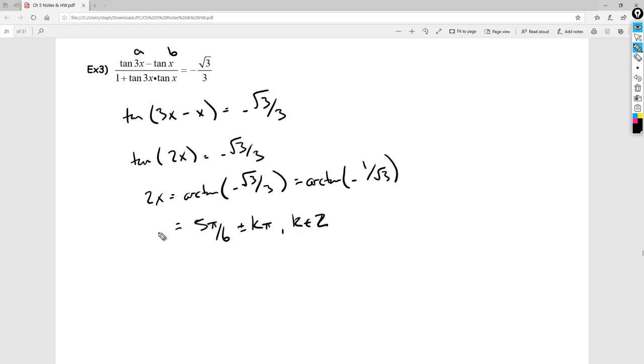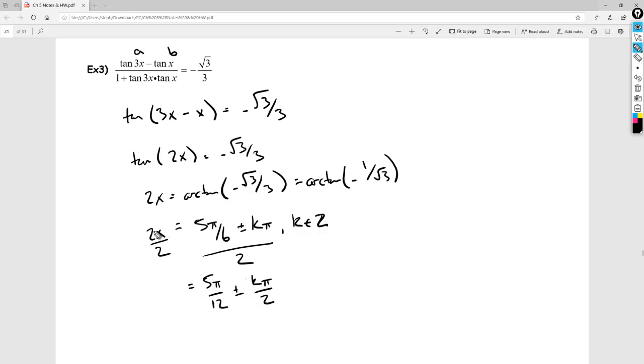Okay, now I notice that I still have a 2x over here, so I'm going to divide everything by 2. Okay, and that actually affects every part of this answer here. It doesn't affect the k, since k is an integer, that doesn't change, but it does change my entire statement. So this will now become 5 pi over 12 plus or minus k pi over 2. Okay, so now every 1/2 pi increment, I will have a solution. Okay, so that's the tricky part.